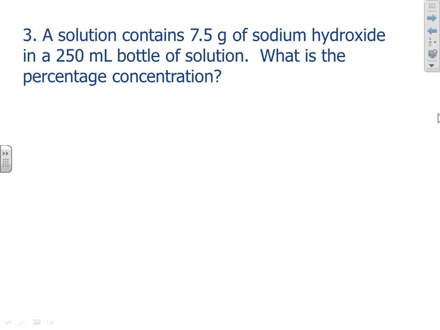If I'm looking for the percentage concentration, it means I'm looking for x over 100. I want to figure out what that percentage out of 100 is. X over 100, solute over solution, 7.5 grams over 250 milliliters. And if I'm doing opposite operations, my divide by 100 becomes multiply by 100.